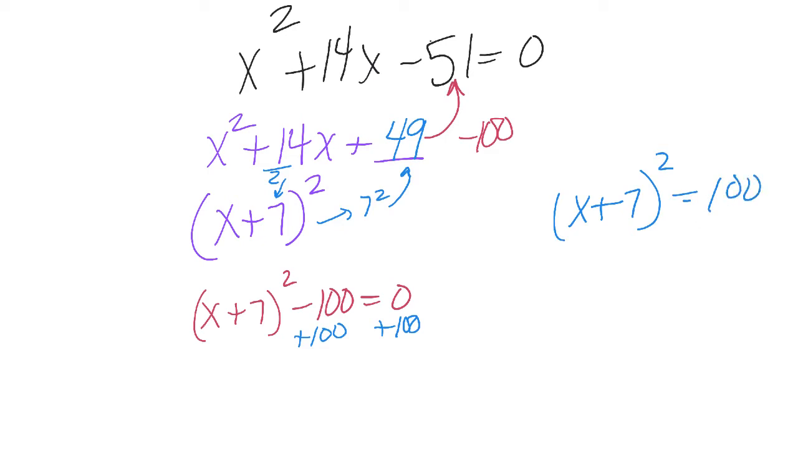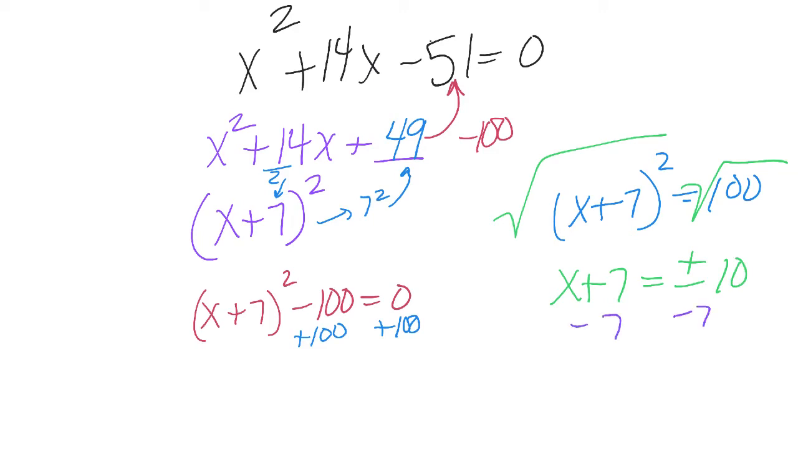Well, now it looks just like those other ones we just did, so let's deal with it the same way we dealt with those. We're going to square root both sides. The square root of this gives me x plus 7. The square root of 100 is plus or minus 10. Then I can just take my next step and subtract the 7 on both sides. x equals negative 7 plus or minus 10.